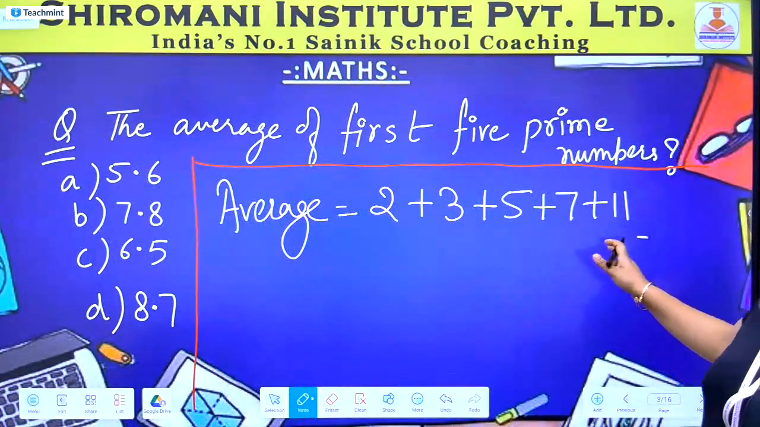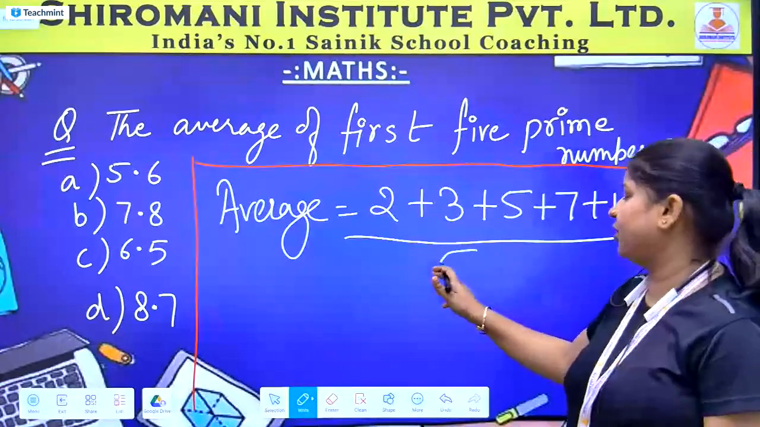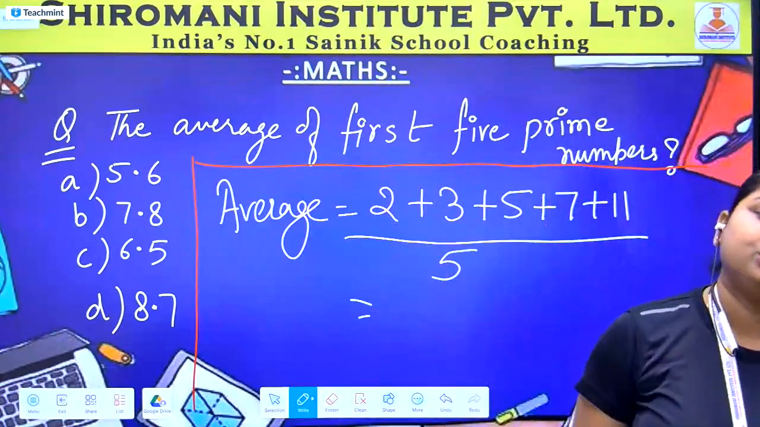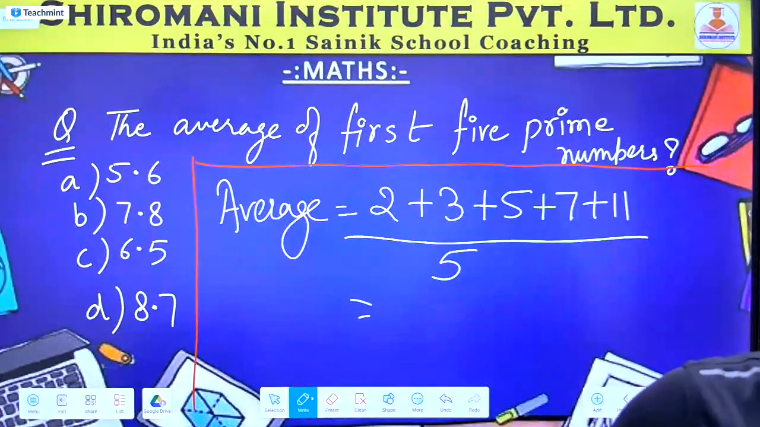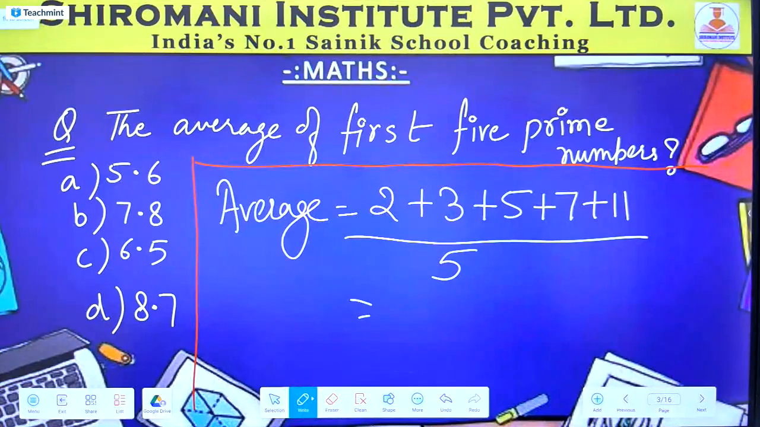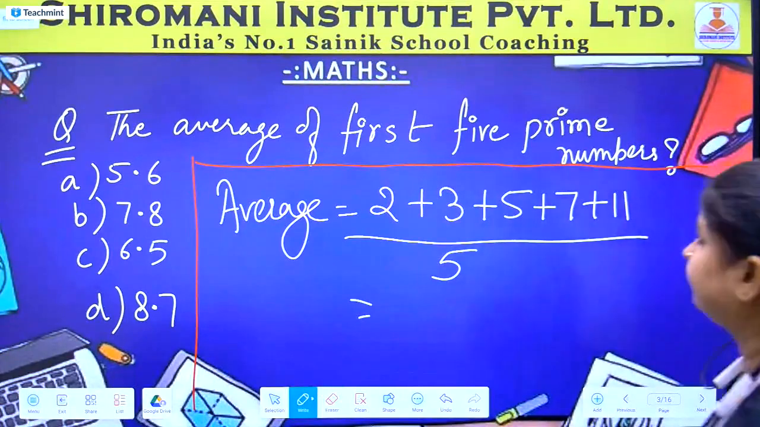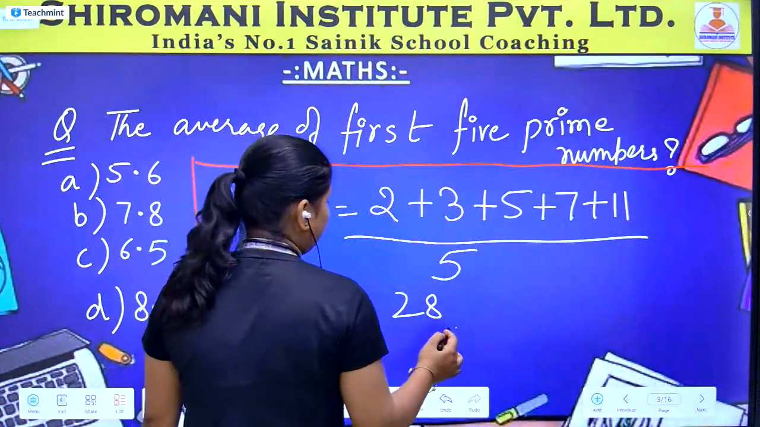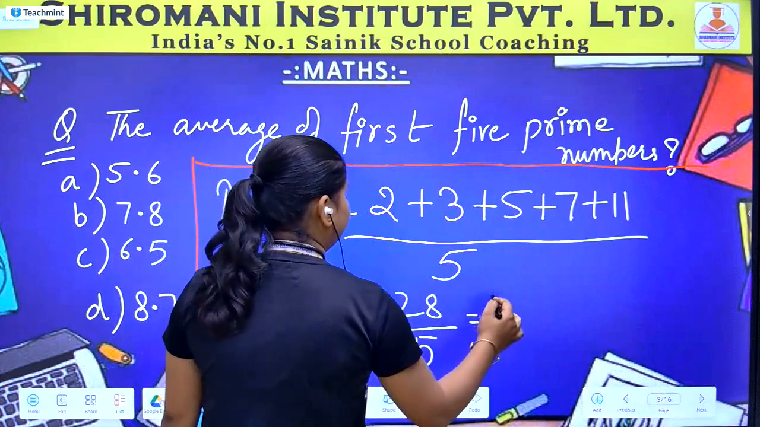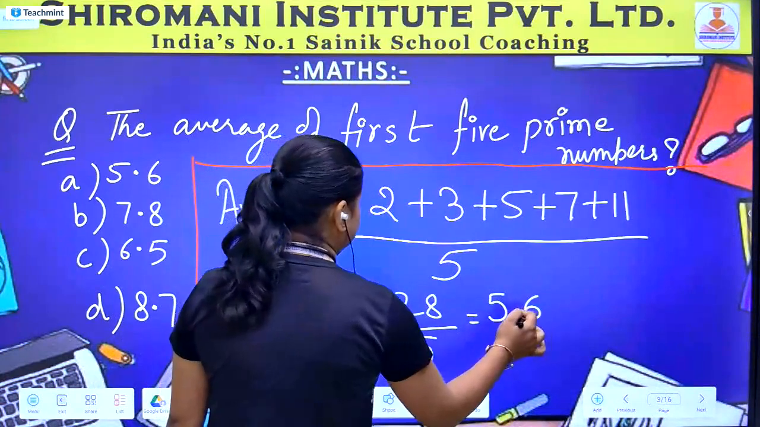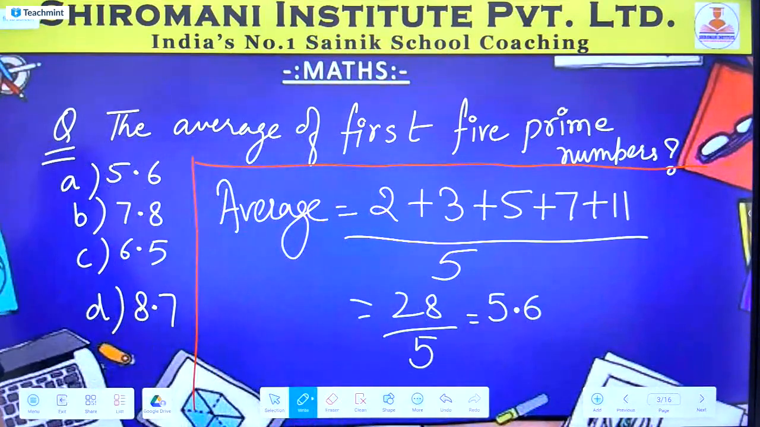Five digits are there, so upon 5. Add them. 2 plus 3 is 5, 5 plus 5 is 10, 10 plus 7 is 17, and 17 plus 11 is 28. Upon 5. When you divide 28 by 5, you will get 5.6. You can divide yourself and see. 5.6 will be your answer.